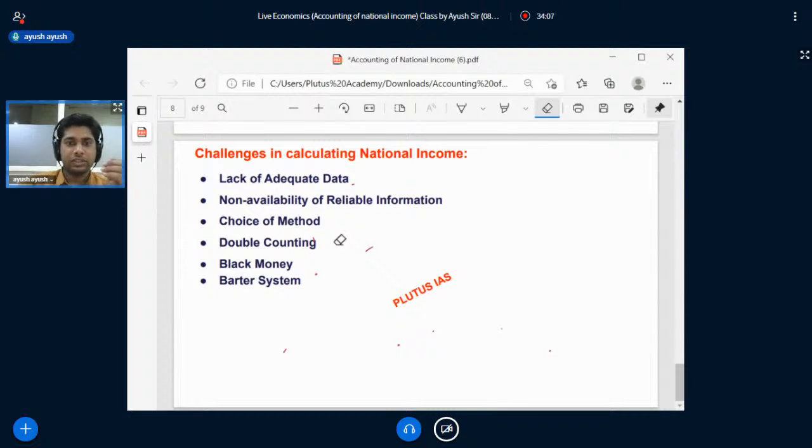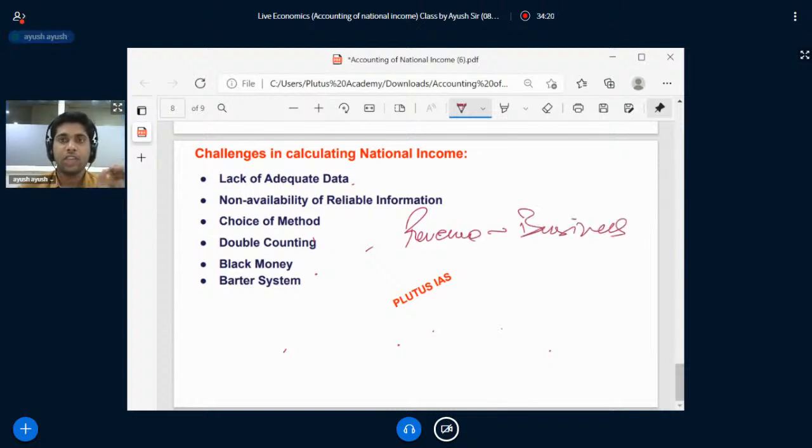See, Supriya, whatever you are highlighting is absolutely correct. But remember one thing, revenue is generally used for business purposes. If you are a business person and you are generating money from your business, then it will be called revenue. All right, it is not used for a person who is employed. It is used only for business purposes. So please remember this.